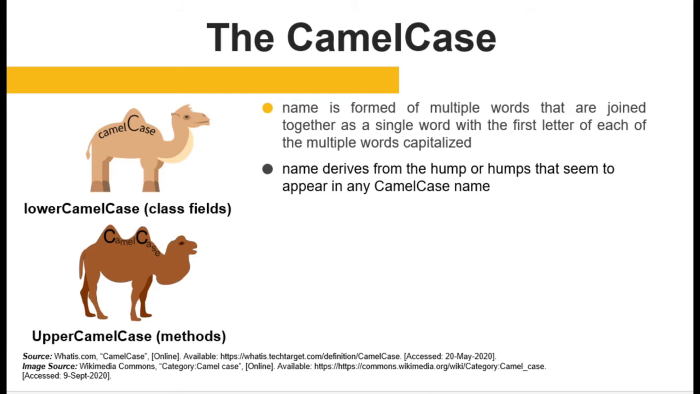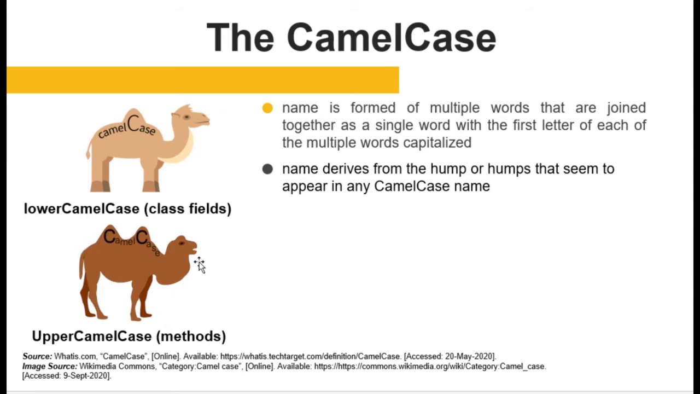Just like in the figure shown, in the upper camel case, the first letter of the word is uppercase, allowing it to be easily distinguished from a lower camel case name, in which the first letter of the first name is lower case. So here's the difference. This is the lower camel case, the first character of the first word of a two-word name is small. That is for the class fields.